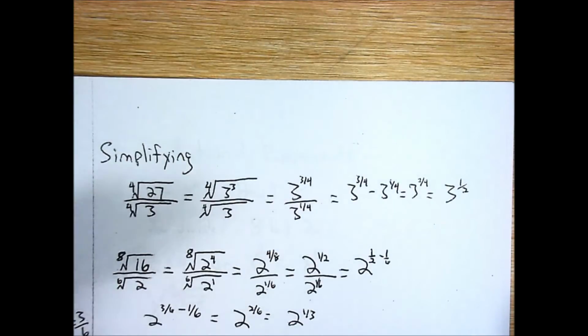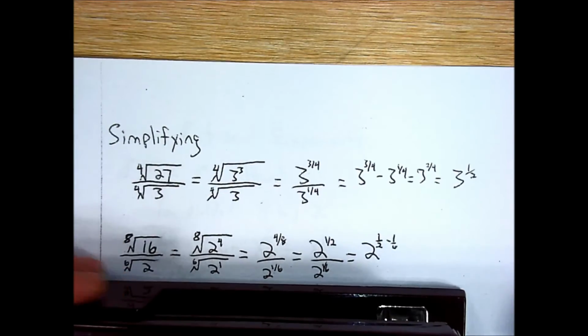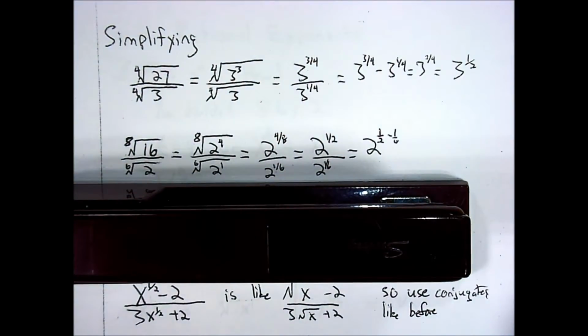3 to the 1/2 power. Okay, what happens when those roots aren't exactly the same? I have the 8th root of 16 over the 6th root of 2. 2 is still my hint.